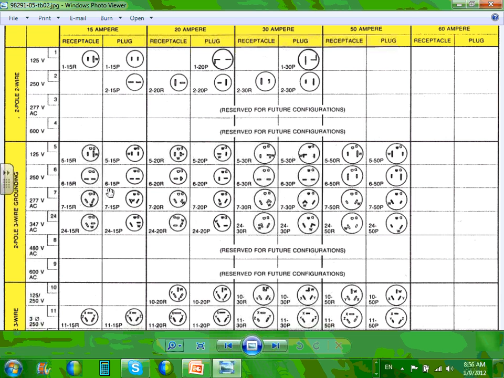Two pole is 2 hots, or hot and neutral, 3 wire, the 3rd wire is for the ground. Most of the time you're going to be in this territory, as you can see. Moving all the way up to 277, if you have a receptacle AC 277, look at the configurations based on the amps. You can buy a 277 50 amp receptacle and plug with 2 hots and a ground. With a hot and a ground in this case.